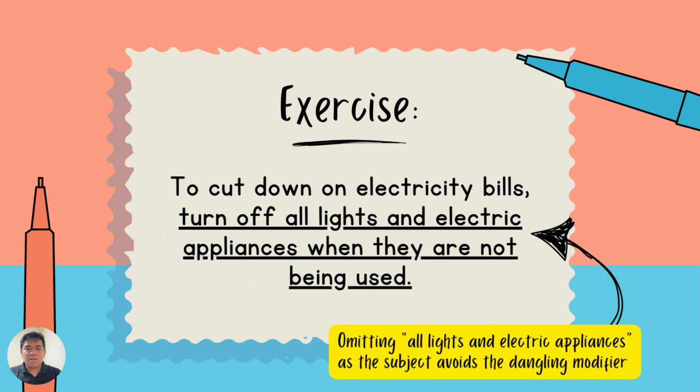In this version, the introductory phrase to cut down on electricity bills logically modifies the implied subject you, since this is a command. This makes it clear that the person being addressed is the one responsible for turning off the lights and appliances to reduce electricity bills. By omitting all lights and electric appliances as the subject, you avoid the dangling modifier issue. That's why the sentence now states: "To cut down on electricity bills, turn off all lights and electric appliances when they are not being used."